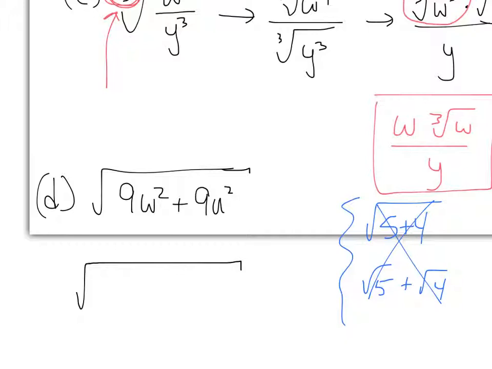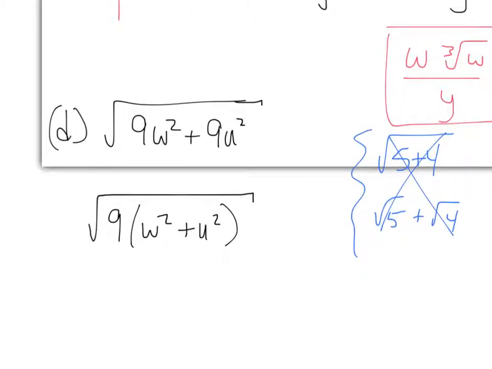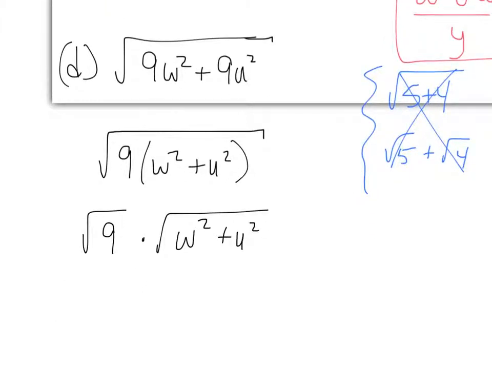What can I do over here? Write it like this. Now, 9 and the quantity w squared plus u squared are factors. So I can write this as radical 9 times radical w squared plus u squared. What's radical 9? 3. And I'm done. I can't go any further, simply because these are not factors. W squared and u squared are add-ins or terms when compared to one another. They're separate entities. They're not factors here.